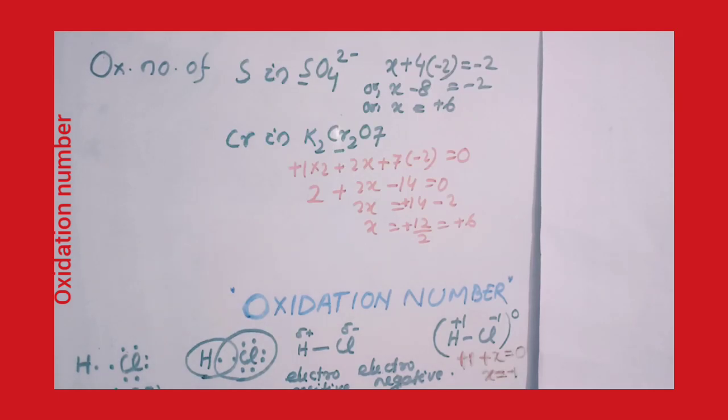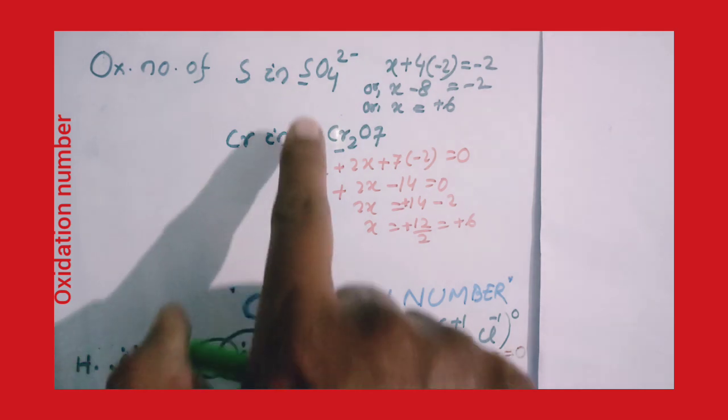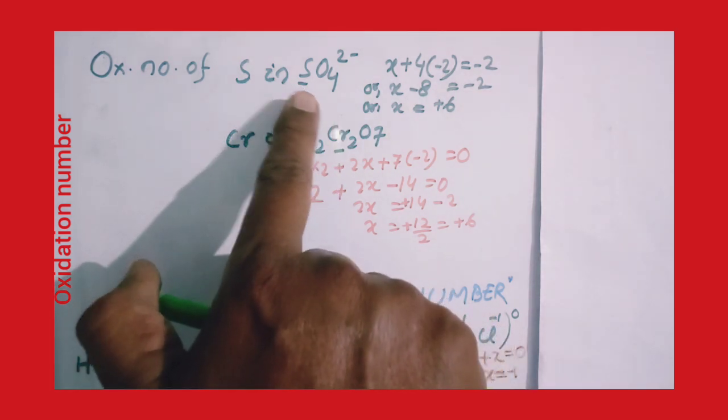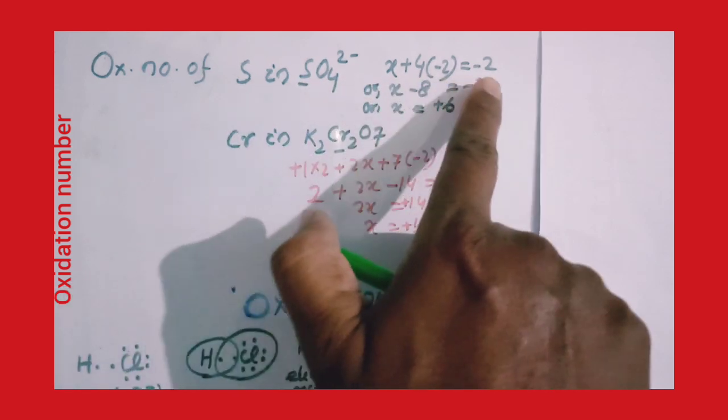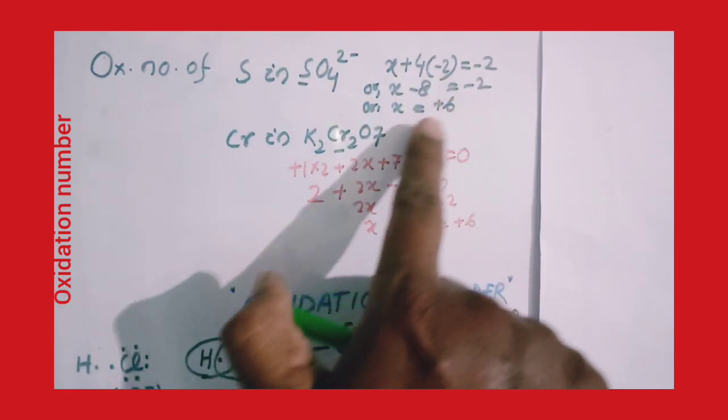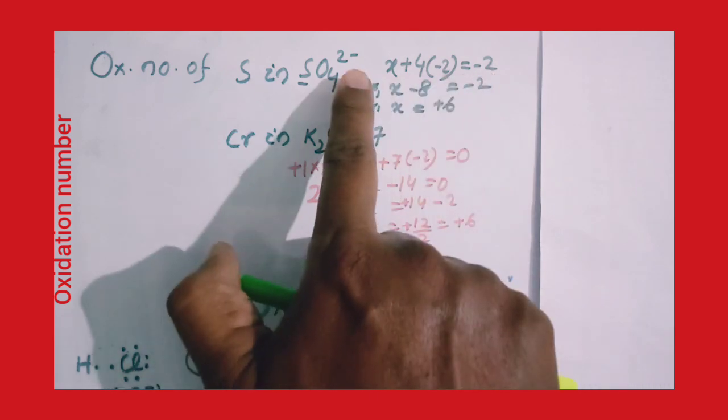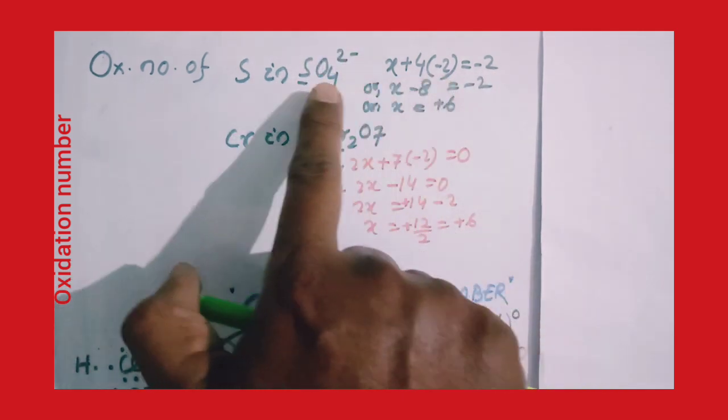Hope this video will help you to know about oxidation number and its calculation. Let us take an example, SO4 2 minus. In SO4 2 minus, the oxidation number of sulfur is found to be plus 6. You see, x plus 4 into minus 2 is equal to minus 2, x minus 8 is equal to minus 2, x is equal to plus 6. Minus 2 is the charge on sulfate ion and minus 2 is the oxidation number of oxygen.